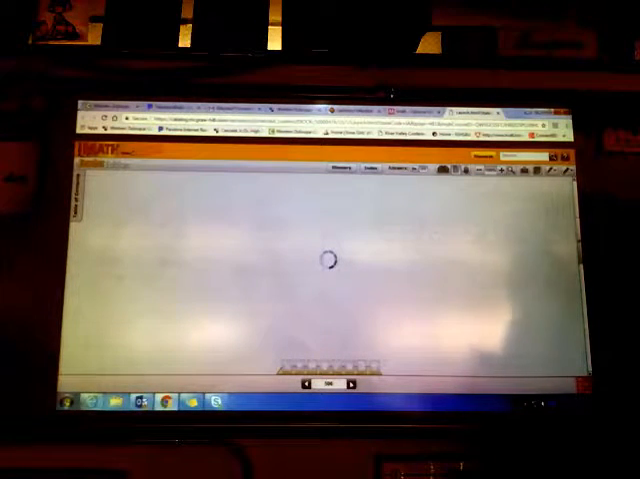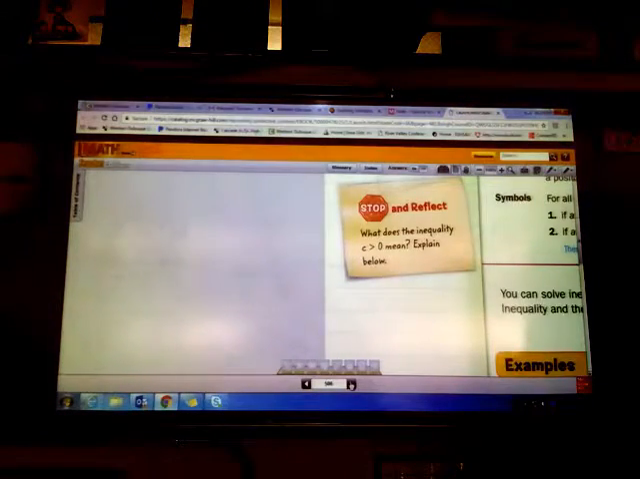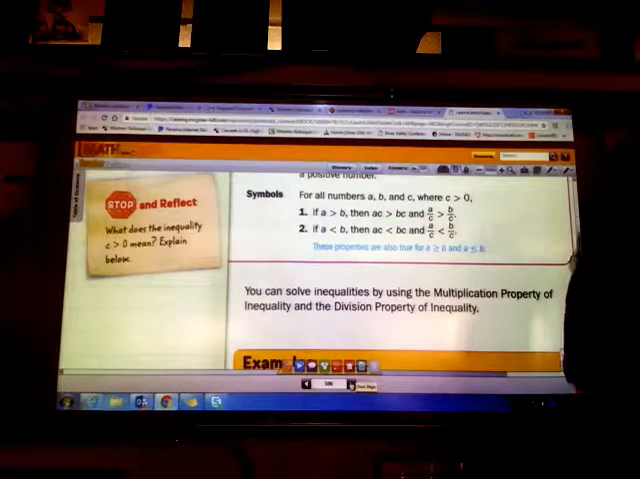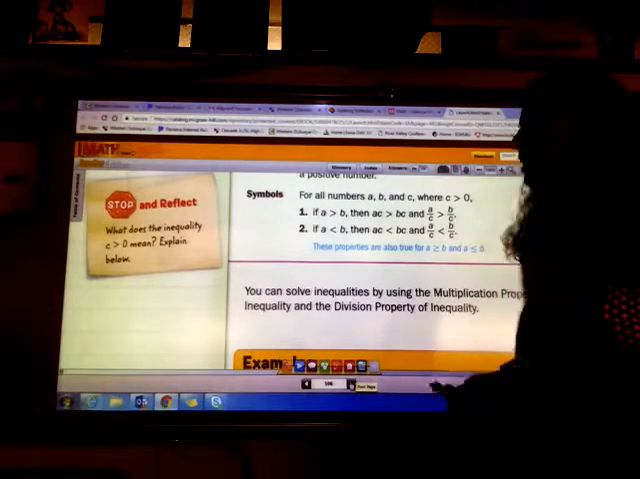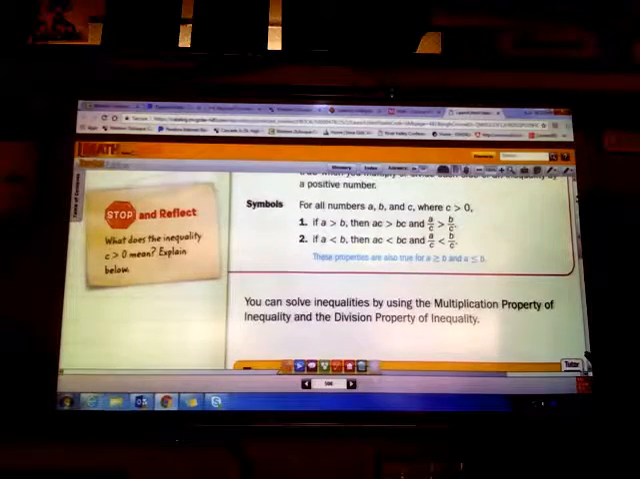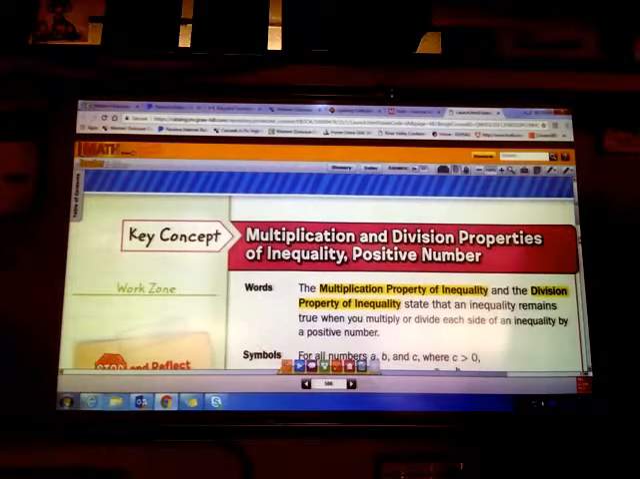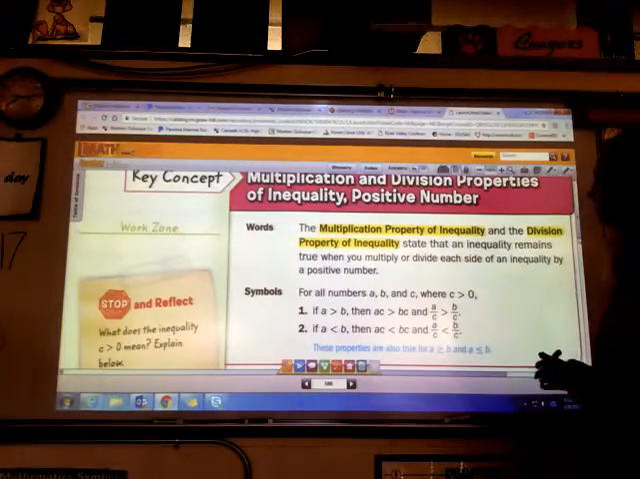As you are looking at the top of page 506 in your book, you're going to see that it talks about your multiplication and division properties of inequality, and this is when we're working with positive numbers, okay? There is going to be a slight difference when you're working with positives and when you're working with negatives, so we want to make sure that we take a look and notice the difference between the two of them, okay?